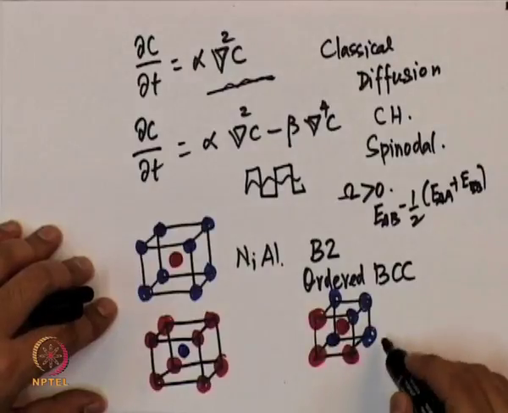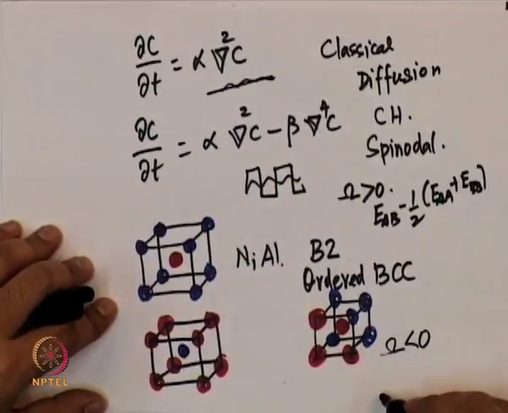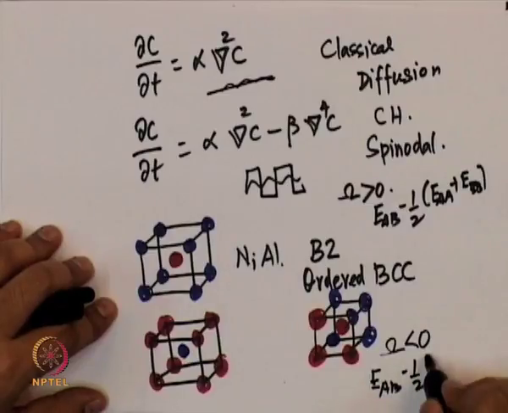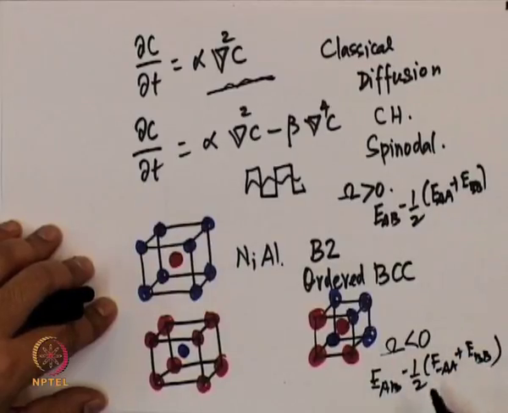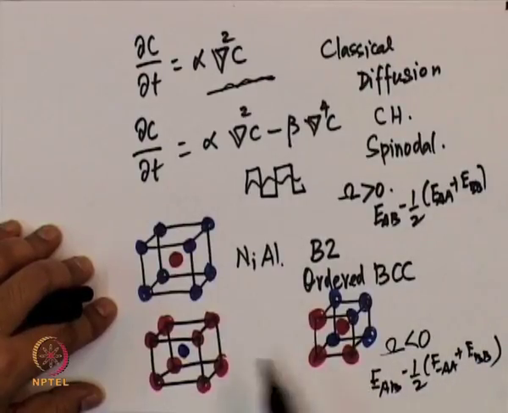In the case of ordering, omega is less than 0, which means E_AB minus half of (E_AA plus E_BB) is negative. That means every time you take AA and BB bonds, break them and make AB bonds, you gain energy. That is the reason why the system undergoes ordering.